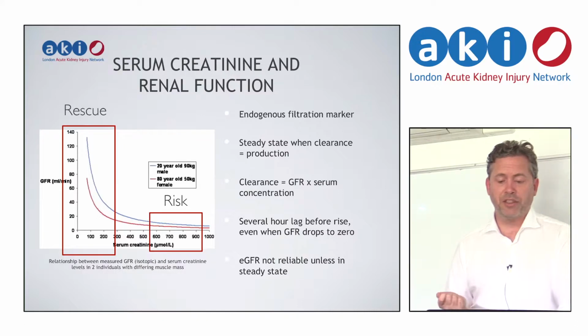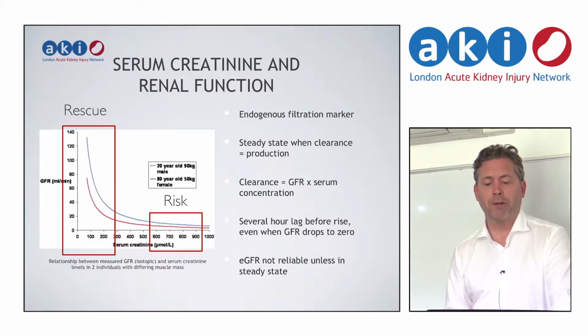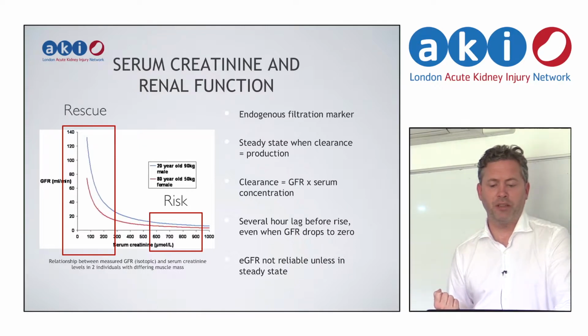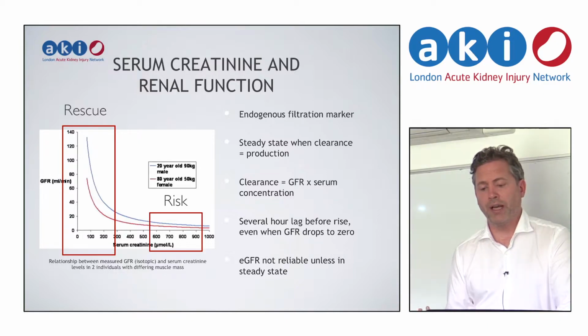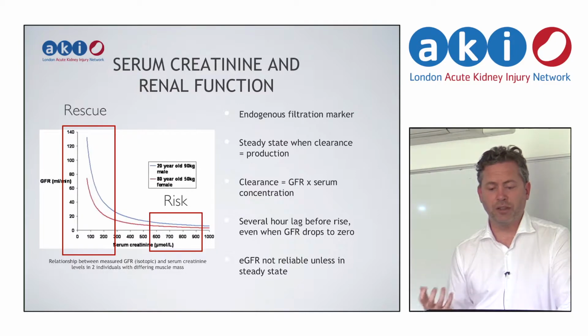Well, serum creatinine is an endogenous filtration marker. It reaches steady state concentration in the serum when clearance equals production. It is produced from skeletal muscle and cleared by the kidney. So either our skeletal muscle mass changes or our kidney function changes, either of these may result in a change to our steady state serum creatinine.